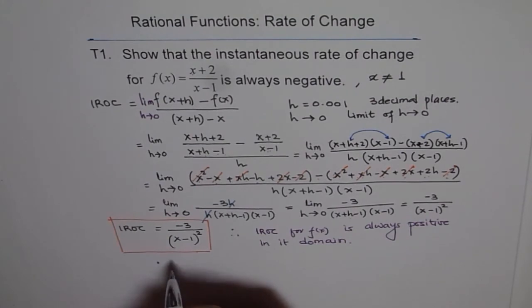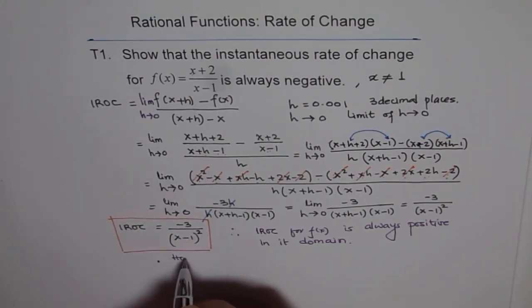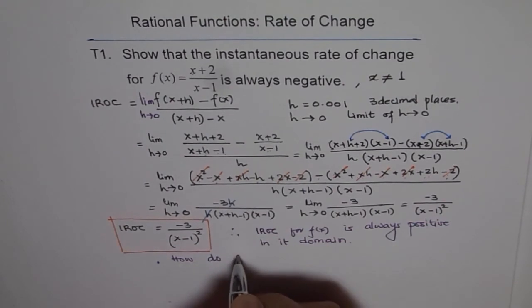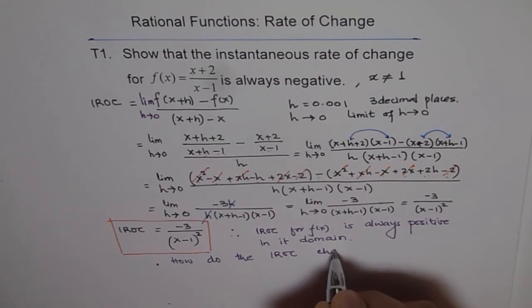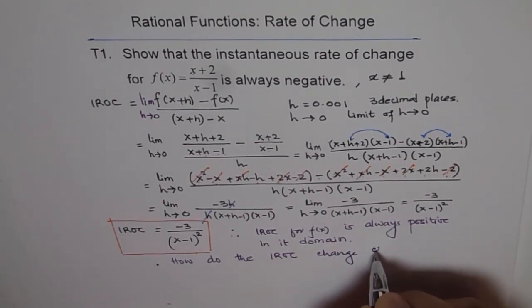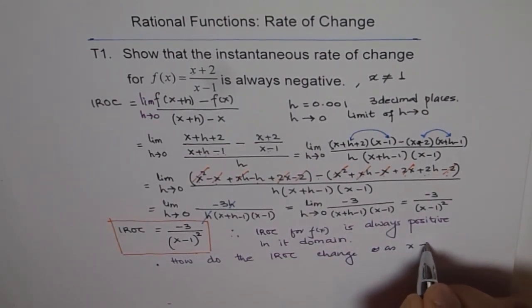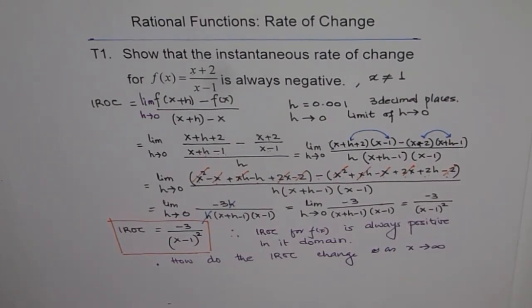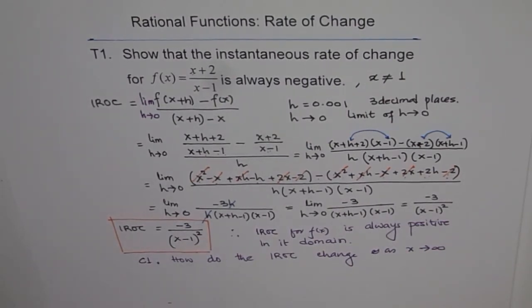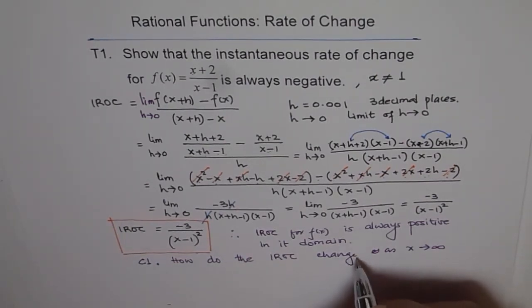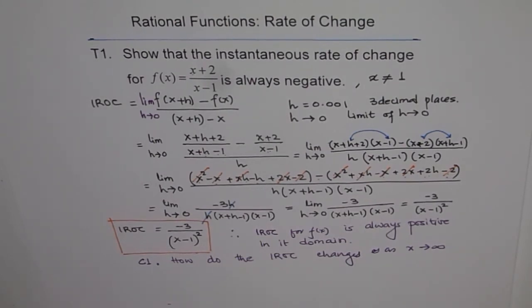The question here is, how does the instantaneous rate of change change as x approaches infinity, positive infinity or negative infinity? Let's think about infinity. So communication question number 1 I should put here for you is, how does the instantaneous rate of change change as x approaches infinity? That's my first communication question.